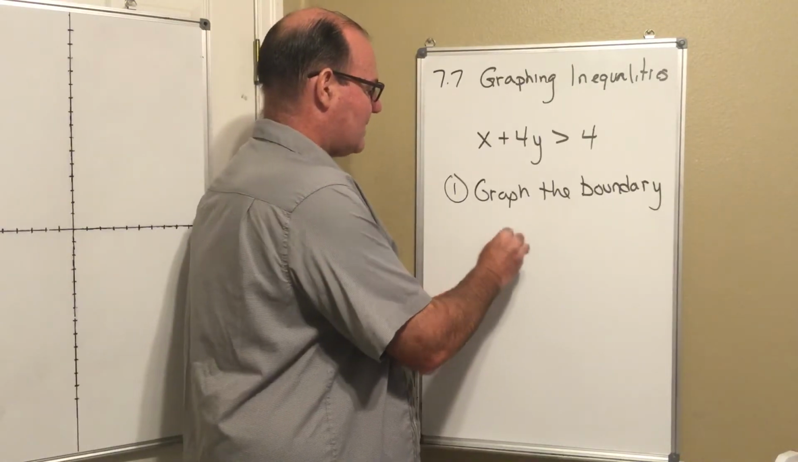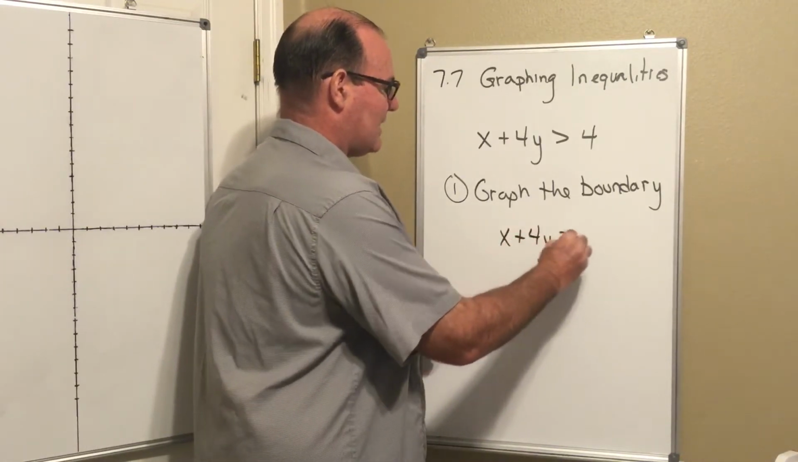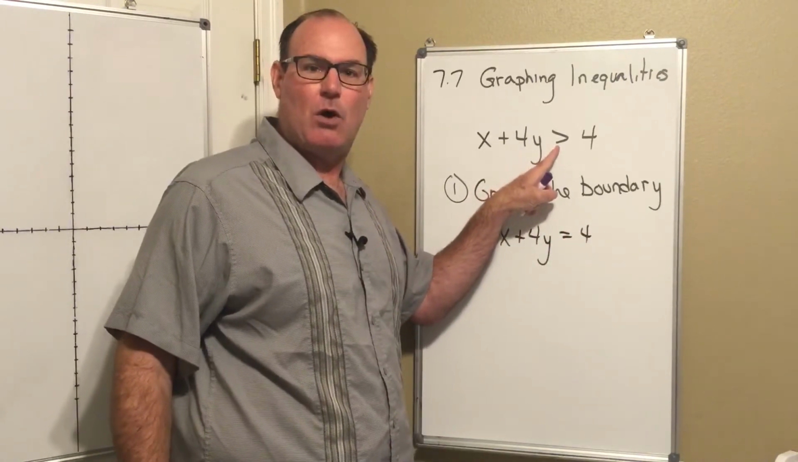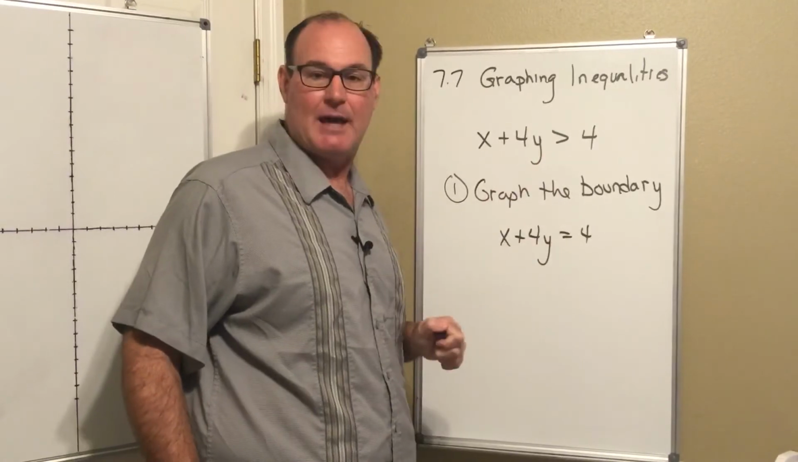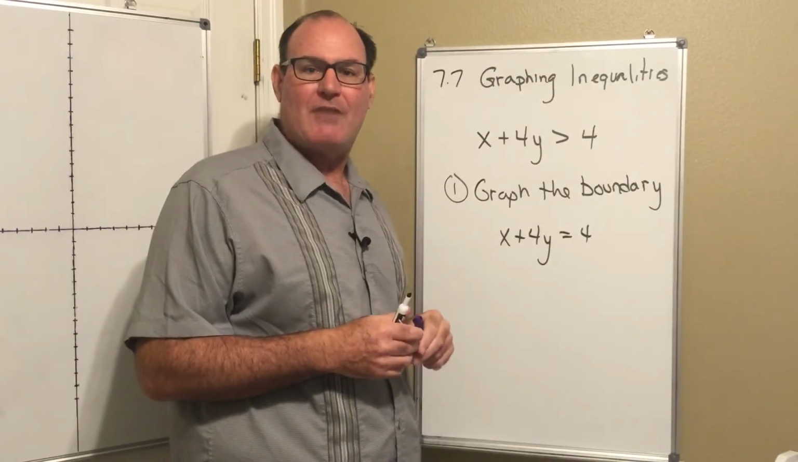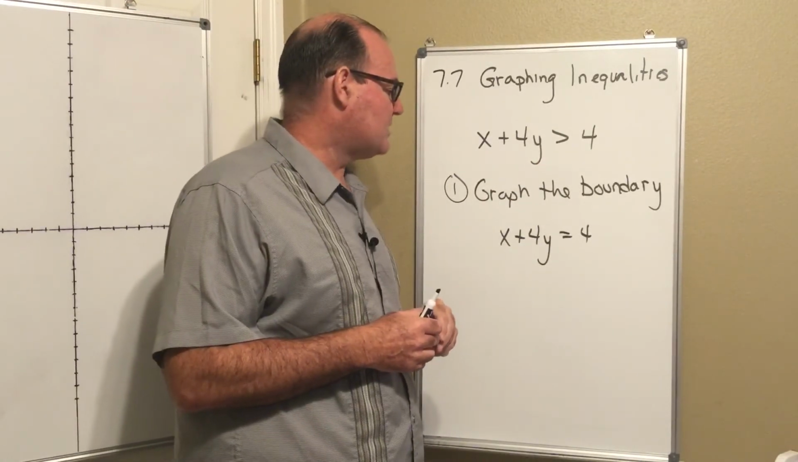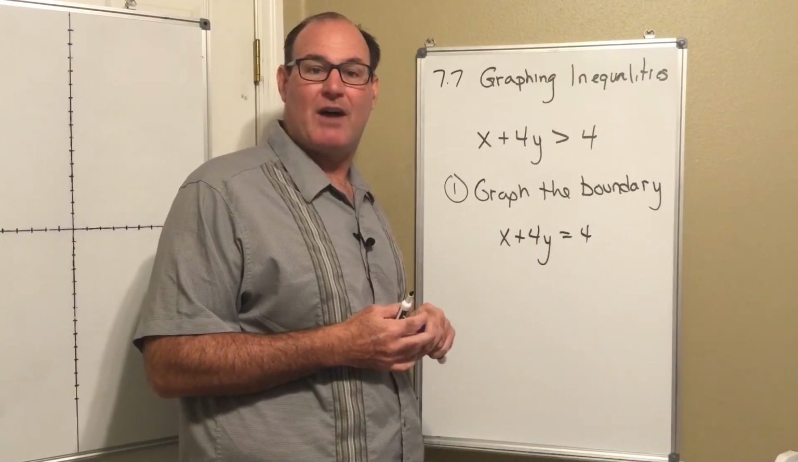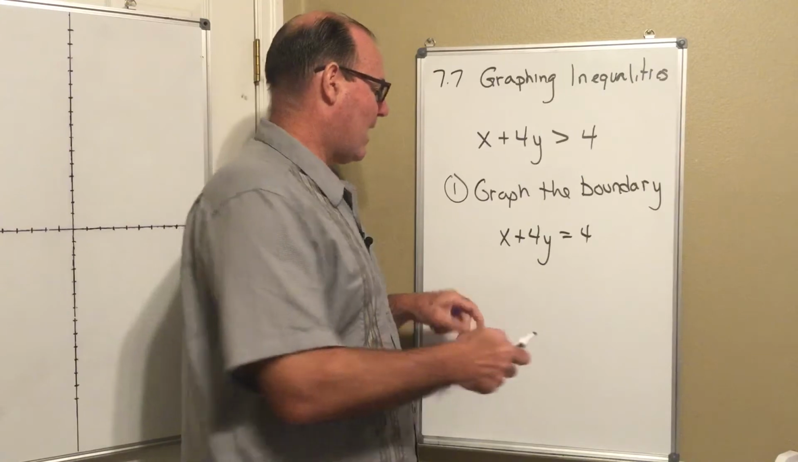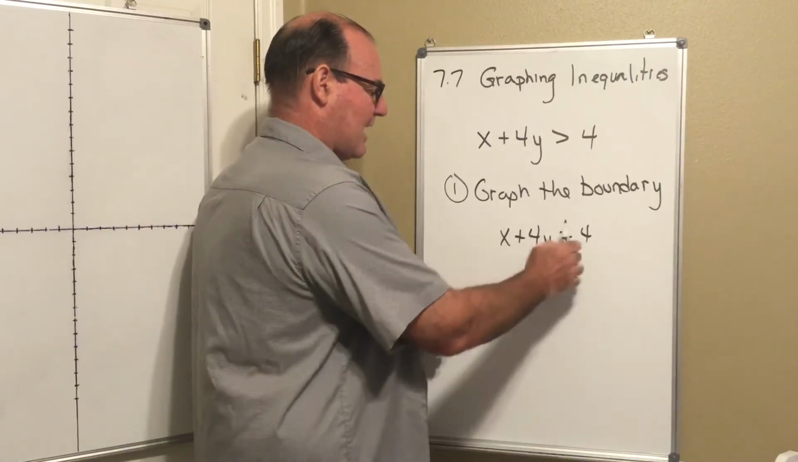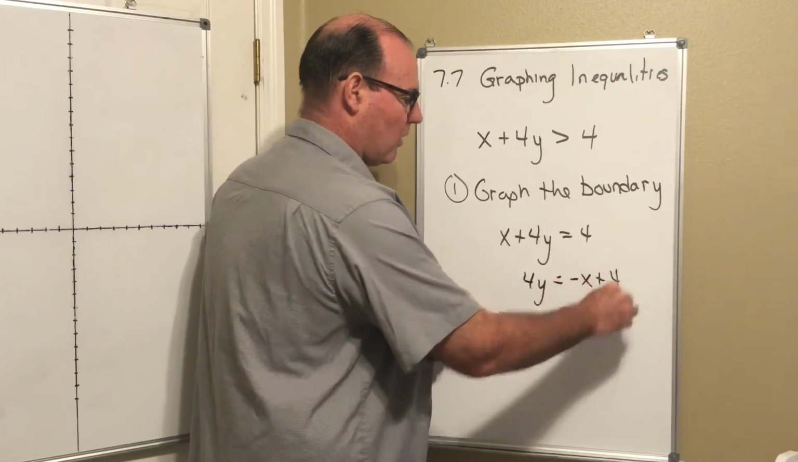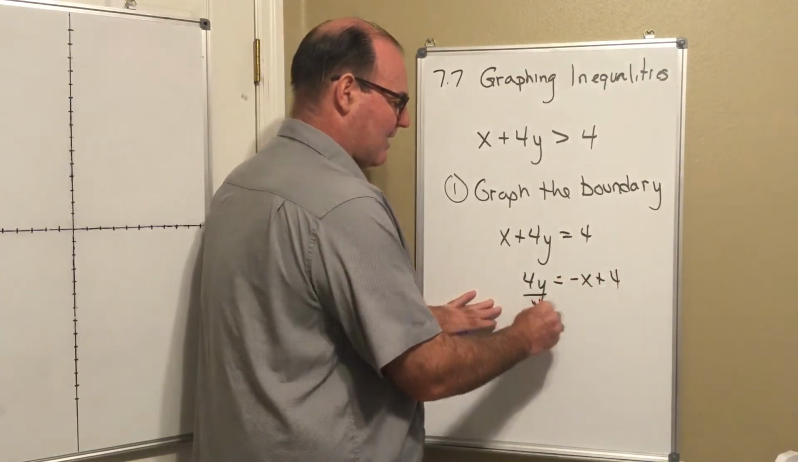So I've got x plus 4y equals 4. So first thing I'm going to do is I change the inequality sign to an equal sign. And now if you remember your graphing of linear equations, I'm going to solve this for y. So I can find the slope and I can find the y-intercept. So I'm going to subtract the x. So I get 4y is equal to negative x plus 4. And then I'm going to divide everything by 4.